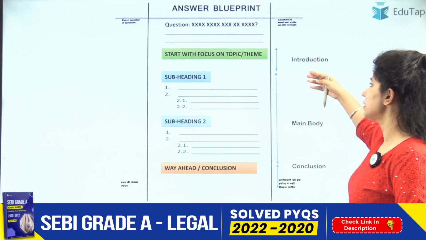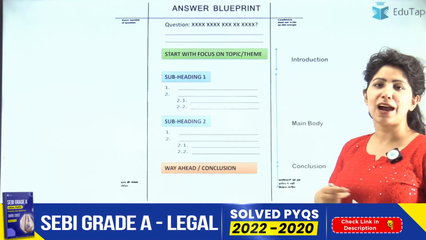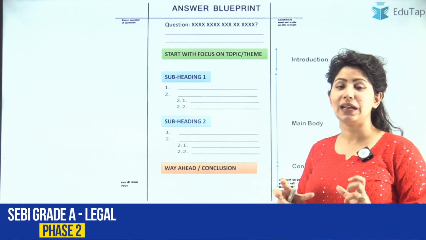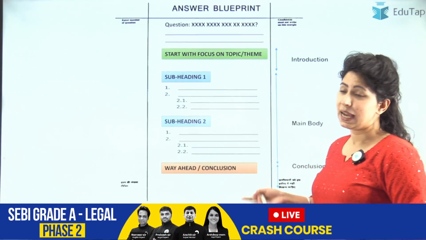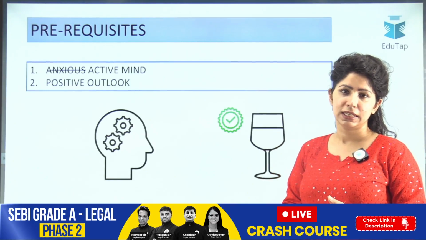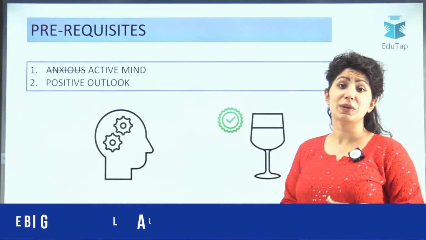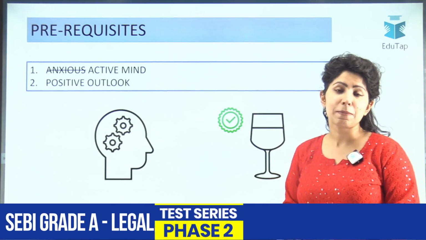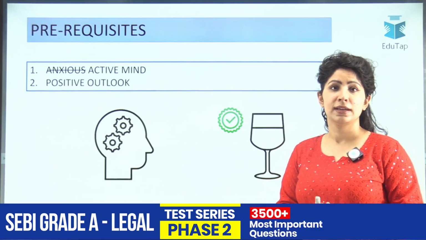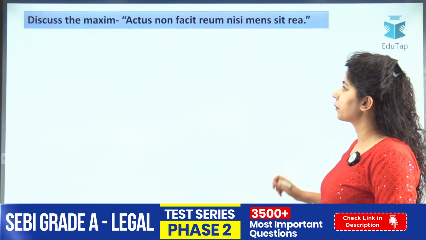So we divide the answer into 3 parts: introduction, main body, and conclusion. And we will see how to address all these parts. What to write in the introduction, what to write in the body part, are there different ways to address the body part, and then the conclusion. Always have an active mind. Do not be lazy. Even if you're feeling sleepy during the examination, you feel that you'll be able to crack it. No. With a sleepy or lazy mind, you can never do that. Secondly, with a negative outlook, you can never do that. So always have an active mind and a positive outlook before you sit for your exam.